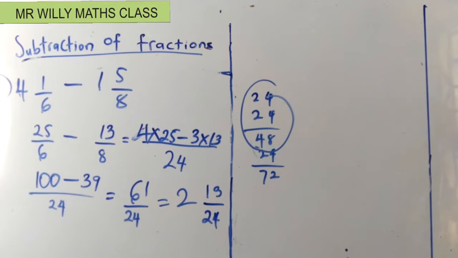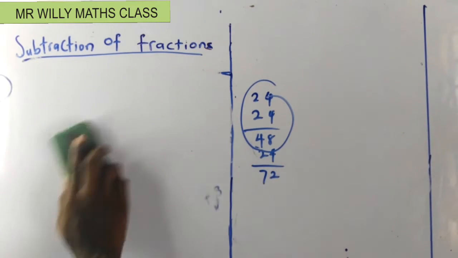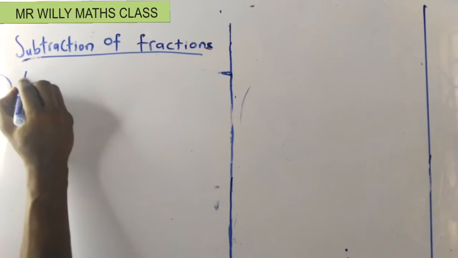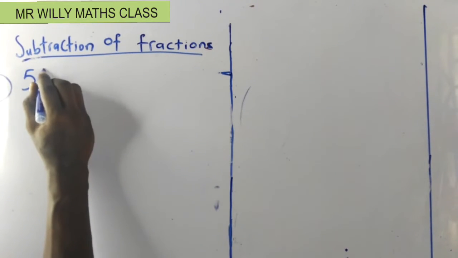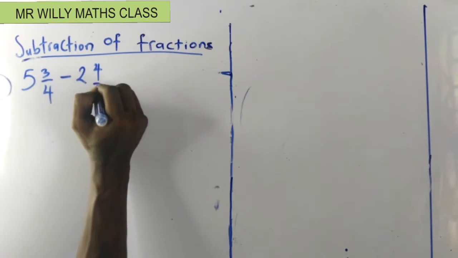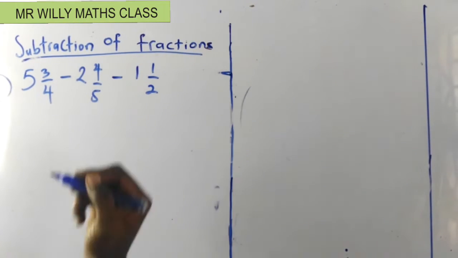Now let's go to the last question for today. Let's assume that you're having something like this: 5 whole number 3 over 4 minus 2 whole number 4 over 5 minus 1 whole number 1 over 2. You want to use the first method.